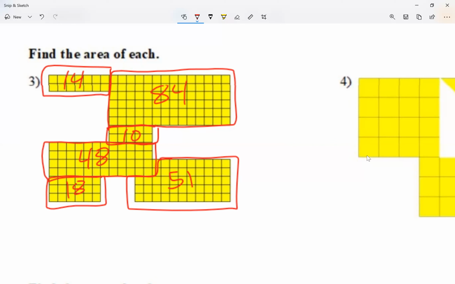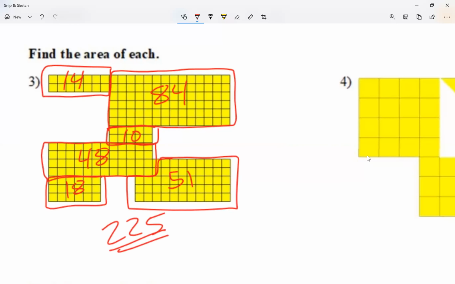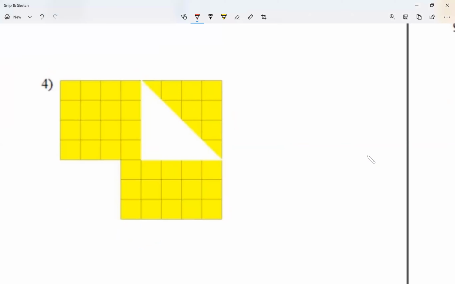14 plus 84 plus 10 plus 48 plus 18 plus 51. It happens to give me 225 squares. Good. Yeah, I expected this to be a little bit of a big number. Don't count all of them at once. Break it into pieces. Now let's take a look at number 4.